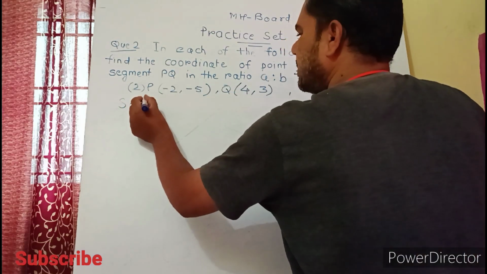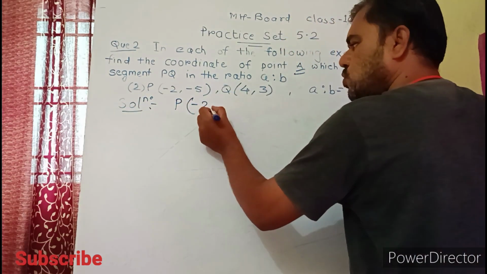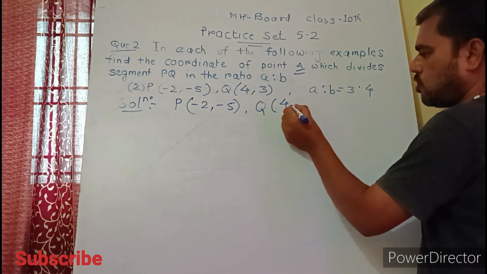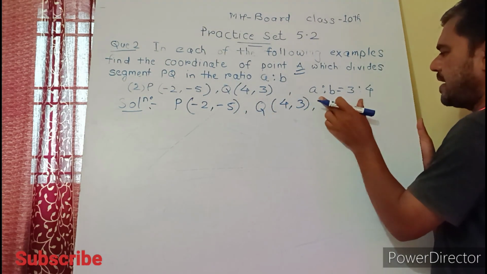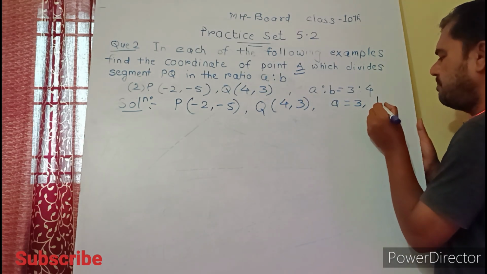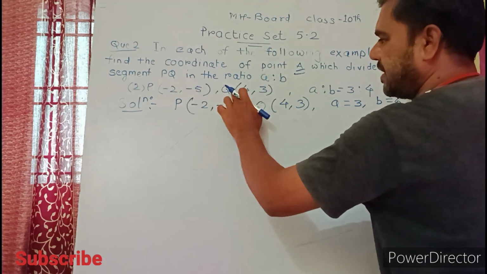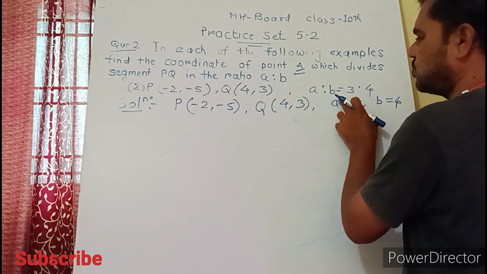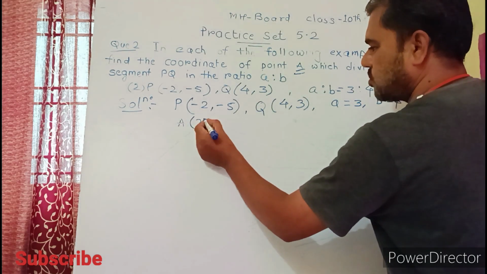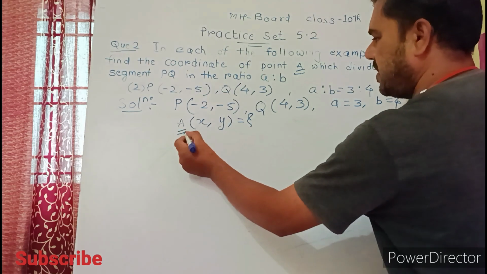Now in the solution part, the point P has coordinates minus 2 comma minus 5, Q has coordinates 4 comma 3, and in the ratio a to b, the value of a is 3 and the value of b is 4. Now this point A divides the segment PQ in the ratio a to b, which means we have to find the coordinates of A, that is the x coordinate and the y coordinate of point A.